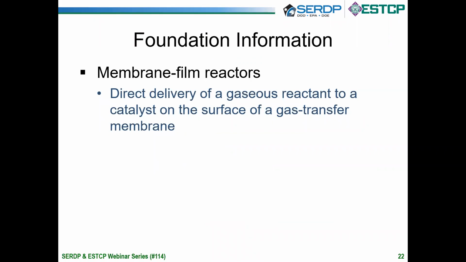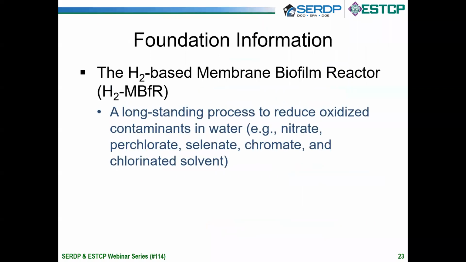So as you'll see as I go along, the foundation for both stages of this is what we call membrane film reactors. And in membrane film reactors, we use gas transfer membranes to directly deliver a gaseous reactant to the catalyst. And that catalyst is on the surface of this gas transfer membrane.